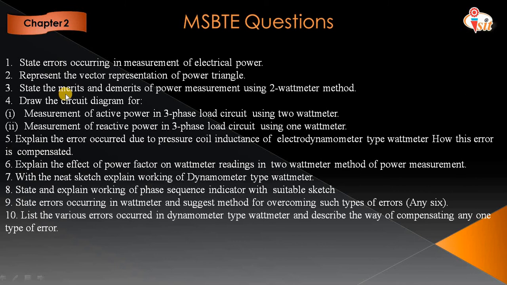Third one is: state the merit and demerit of a power measurement using the two wattmeter method. The answer of this question is available in the notes. Next is: draw the circuit diagram for measurement of active power in a three phase load circuit using the two wattmeter method, which is already covered in a video.